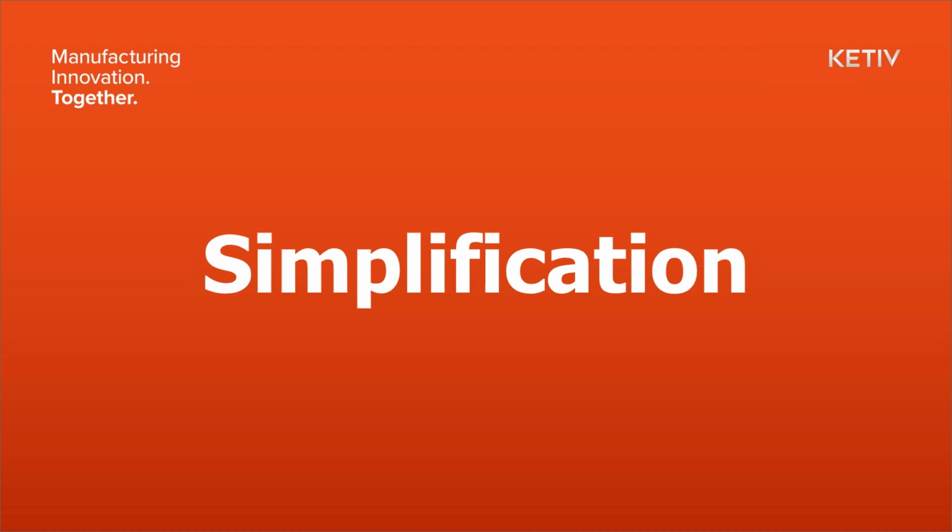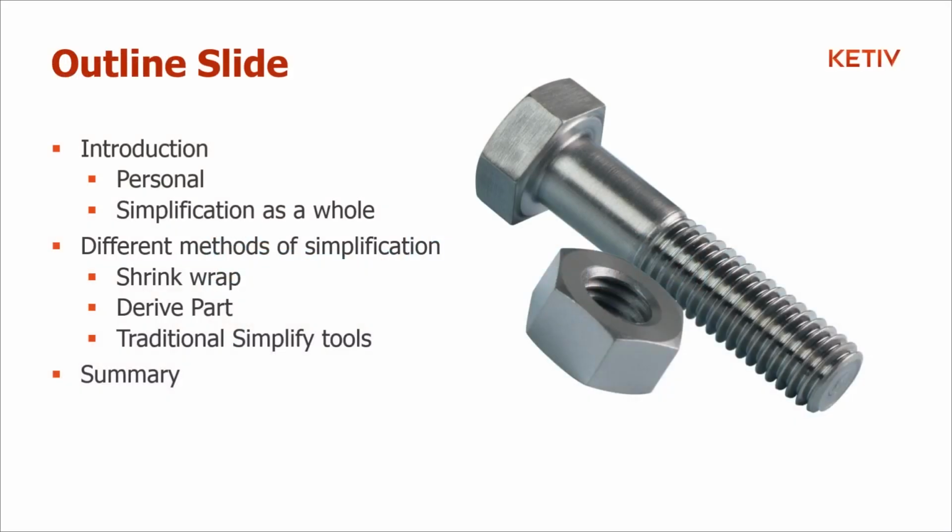Okay, so what is simplification? Let's get into it. Quick outline for today. Like we said, we're going to do a small introduction. We're going to go into the different methods of simplification that are available inside of Inventor. There's going to be the shrink wrap, the derived part, and the traditional simplify tools, which is a bit of a legacy thing now. And then we're just going to wrap it up in a nice little summary, followed by a Q&A.